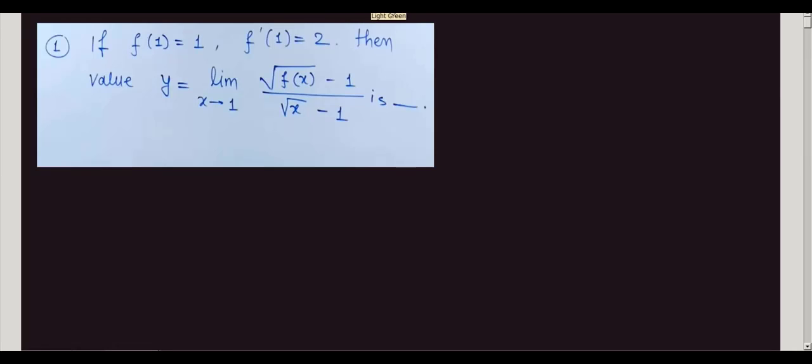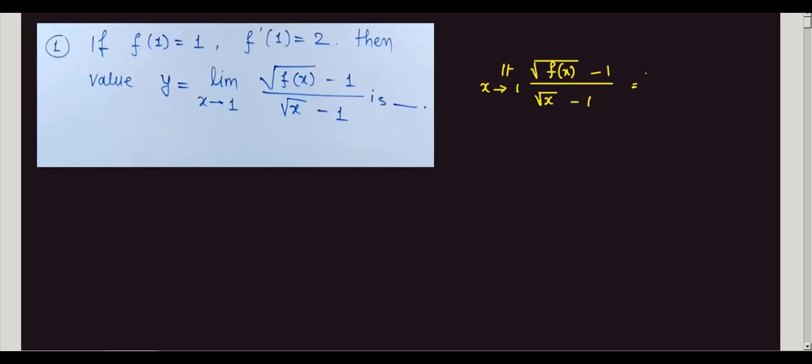So let's see the first question. If f of 1 is 1 and f dash of 1 is 2, then find the value of limit x tends to 1 of root of f of x minus 1 by root of x minus 1.